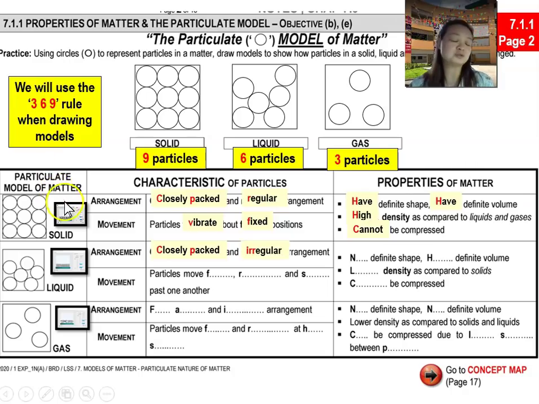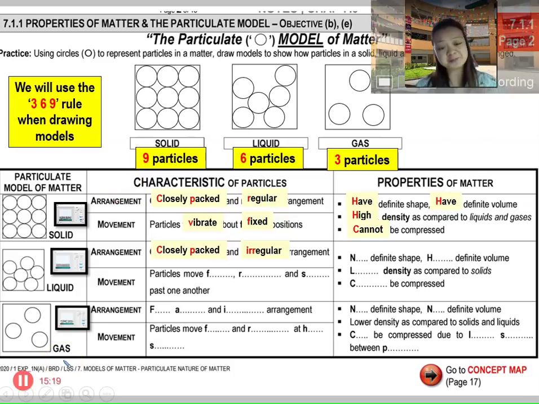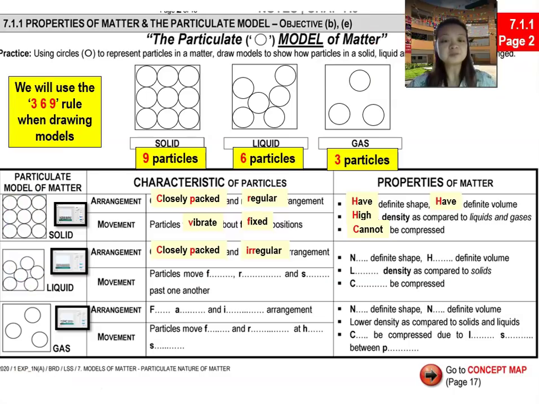Now if Miss Lee were to use my pen here to draw for you, then maybe you will be able to understand. See, if I were to trace the arrangement here, it's like a square, right? But if you look at this arrangement, there is simply no fixed arrangement to it, okay? So we say that it's in a very irregular arrangement and the particles actually move freely, randomly, and they slide past one another.